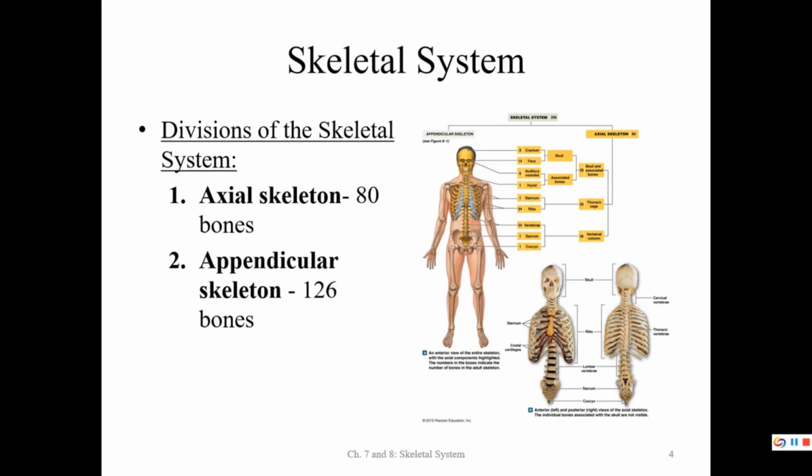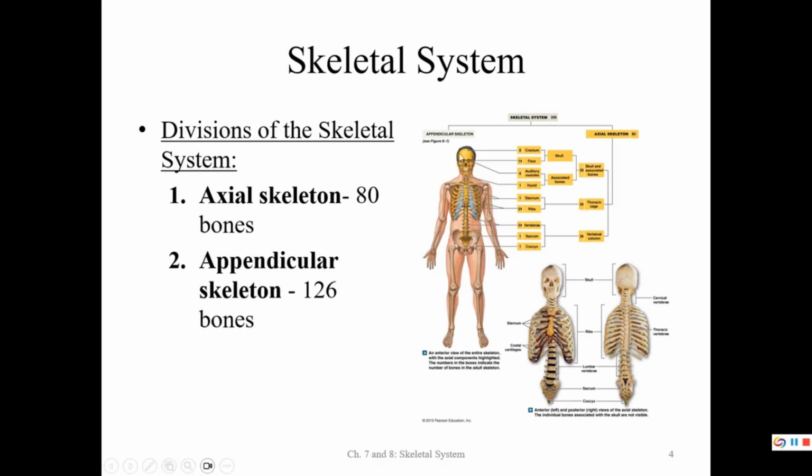So one of the things on the multiple choice section of this test I might ask you is questions like, how many axial bones and how many appendicular bones are there? There are 80 bones in the axial skeleton, and there are 126 bones in the appendicular skeleton. Together this makes 206 bones of the normal skeleton.